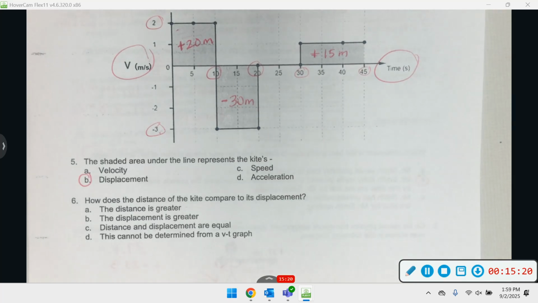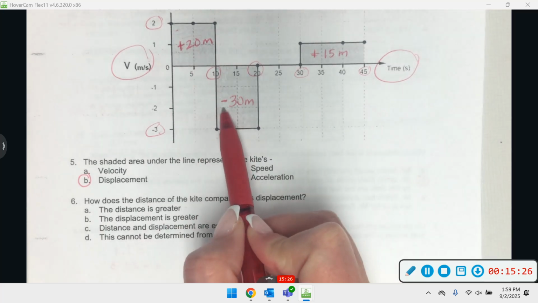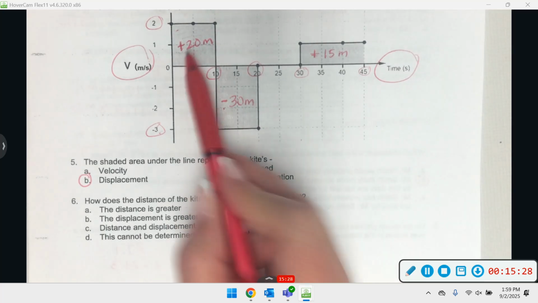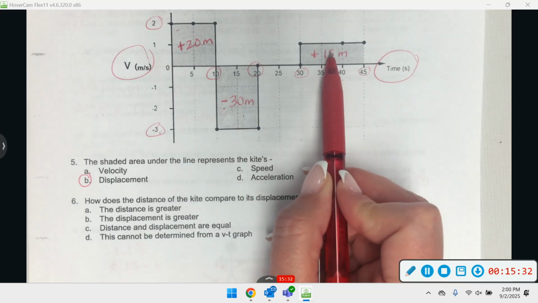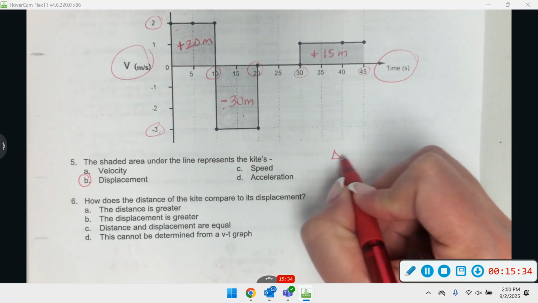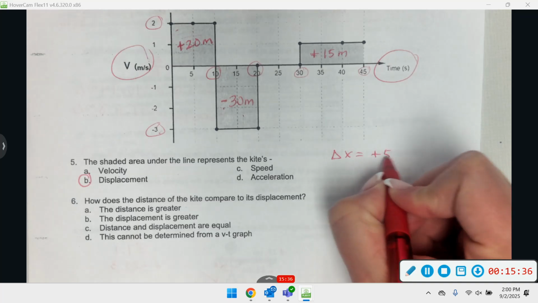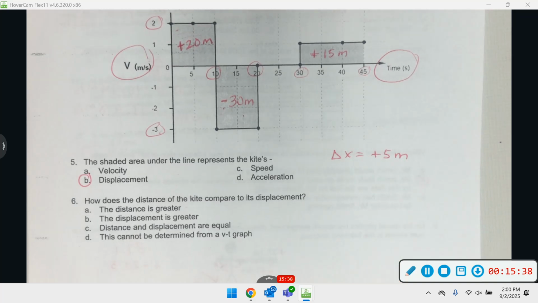So if this question had said, what is the displacement, then you would simply add these together, keeping in mind that this one's negative. So 20 plus negative 30 is negative 10. Negative 10 plus 15 more would be positive 5. The displacement would be positive 5 meters or 5 meters forward.